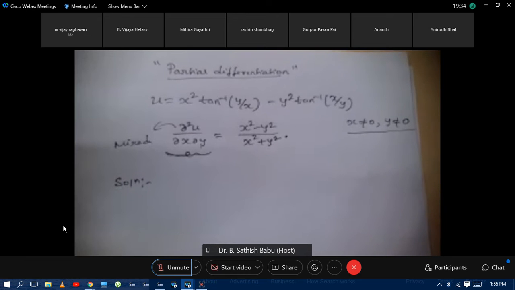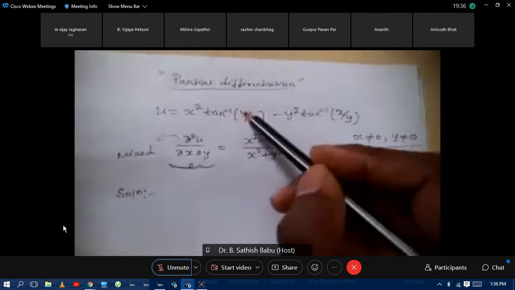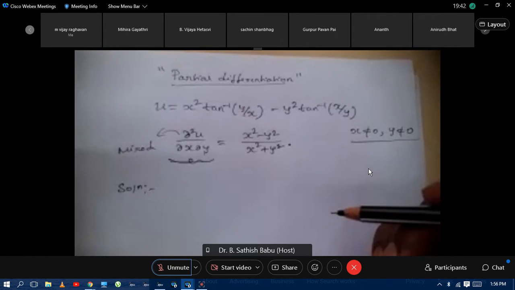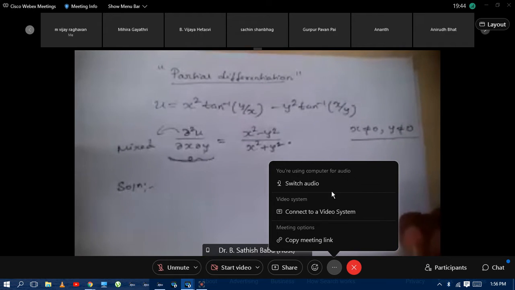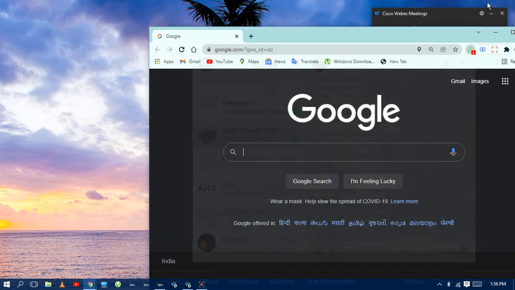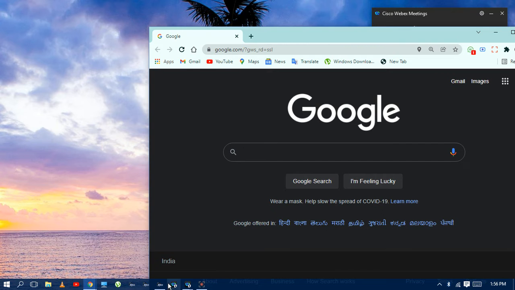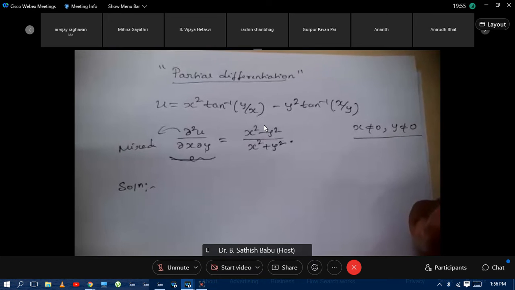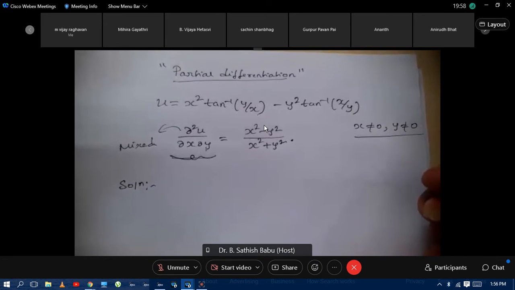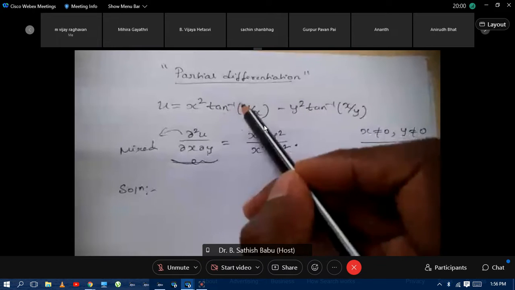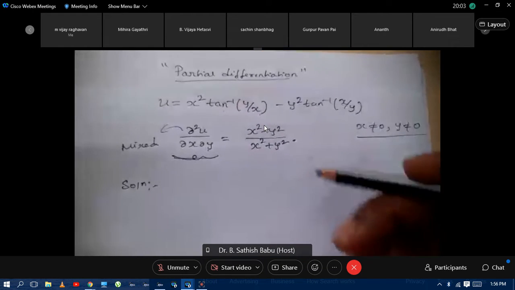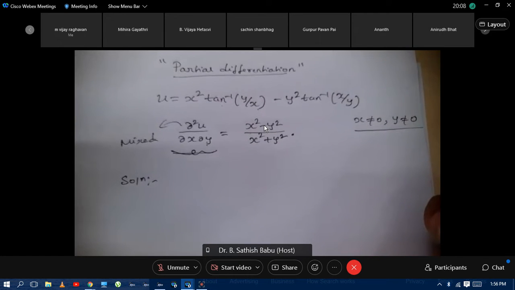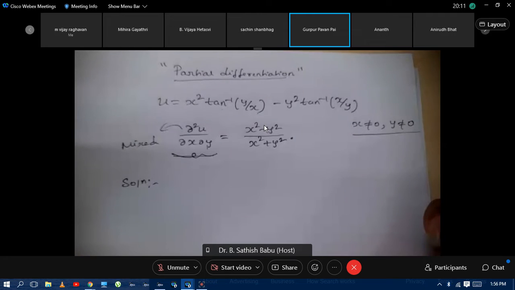Yes, otherwise it becomes not definite. 0 over 0 leads to the indeterminate form, right? So taking this condition, can we say x square is continuous, y square is continuous function? Yes, continuous. So for a continuous function, the mixed partial derivatives like tan inverse of y by x, that is also continuous, right? What is the domain of tan inverse x? Minus infinity to infinity.